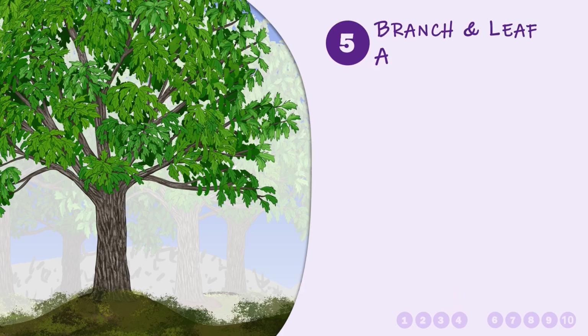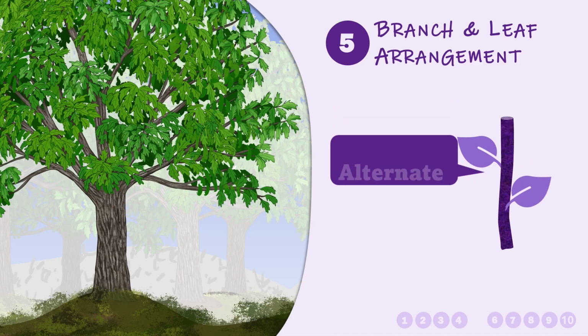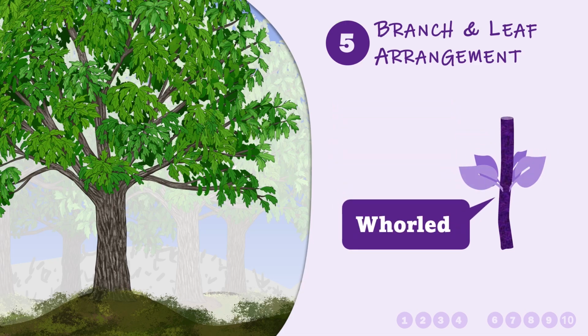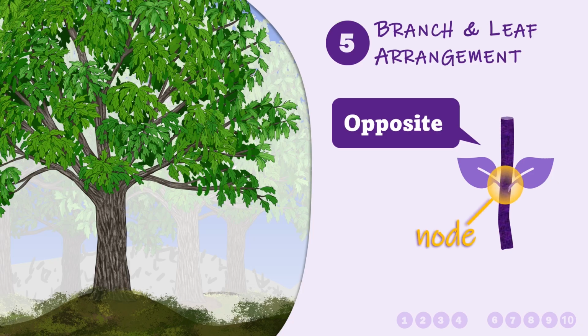Leaves and branches can be arranged in 3 different ways: opposite, alternate, or whorled. Opposite branches and leaves are paired directly opposite from one another at the same point on the stem, which is called the node.